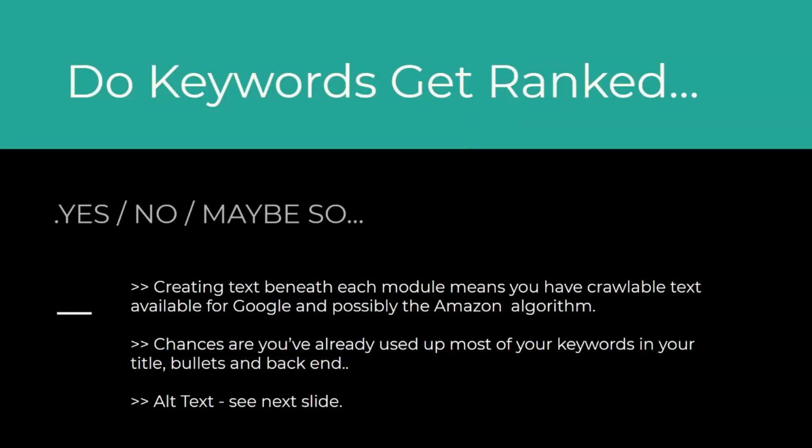Okay. So now we are going to talk about the keywords. So we've been through the modules. We've talked a bit about how they look on mobile and on desktop, and then we spoke about how long it takes to get to the EBC. And now we're going to talk about keywords, because if keywords are ranking, then I think a lot of Amazon sellers are going to be like, yes, I'm going to add EBC to my listing. So the answer is, do they rank? Yes, no, maybe.